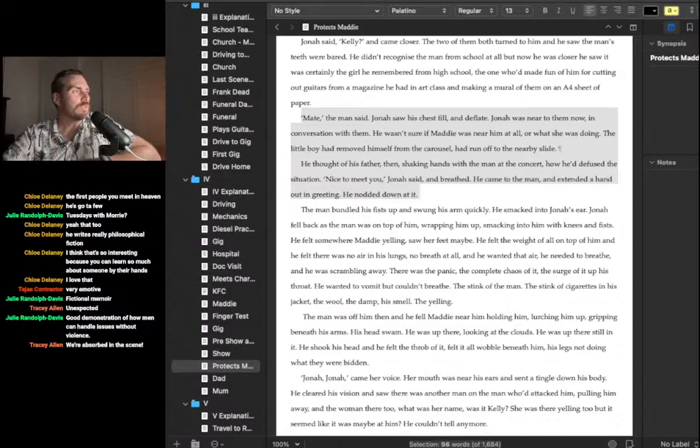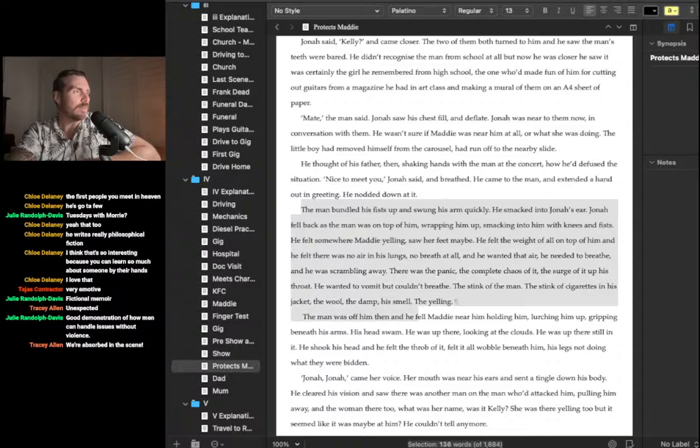He thought of his father, then shaking hands with the man at the concert, how he'd diffused the situation. "Nice to meet you," Jonah said, and breathed. He came to the man and extended a hand out in greeting and nodded down toward it. The man bundled his fists up and swung his arm quickly. He smacked into Jonah's ear. Jonah fell back, and the man was on top of him.